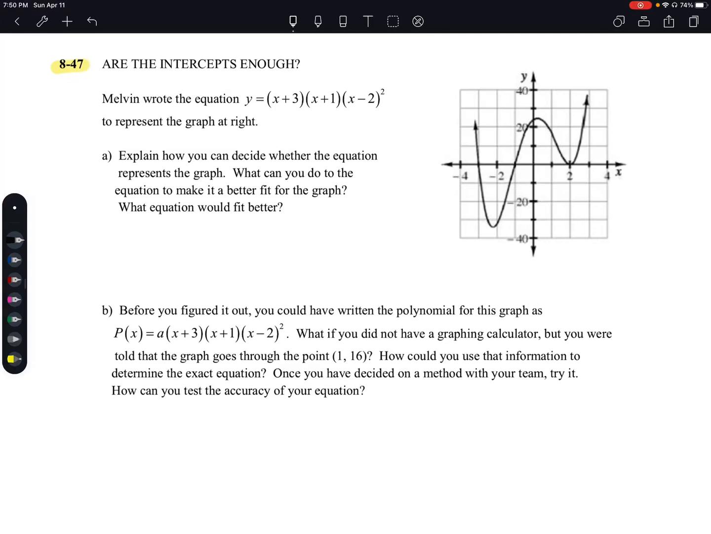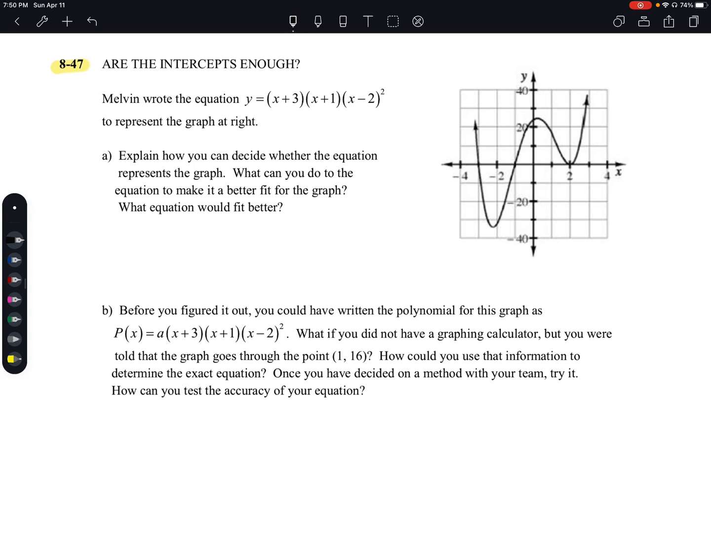All right, problem 8-47. It says, are the intercepts enough? Melvin wrote the equation y equals the quantity of x plus 3 times the quantity of x plus 1 times the quantity of x minus 2 squared to represent the graph at right. Letter A, explain how you can decide whether the equation represents the graph. What can you do to the equation to make it a better fit for the graph? What equation would fit better?